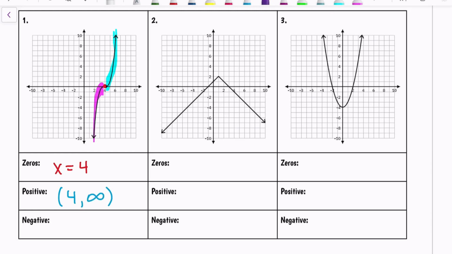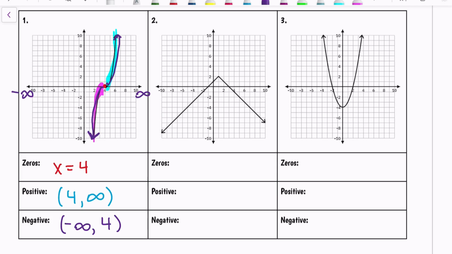My negative section of the graph goes from negative infinity until 4 because it's going down, but really it's going to get wider and wider to the left and to the right in this direction. Even though it looks like it stops getting wider, it really does get wider and wider.